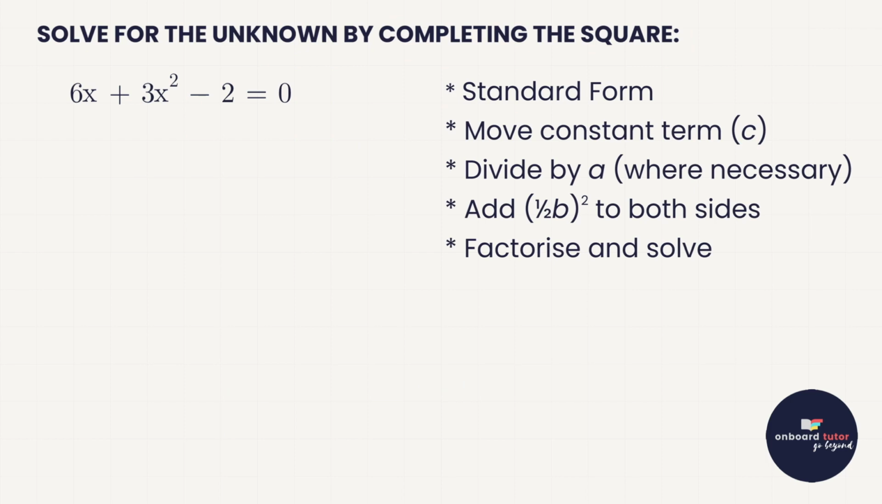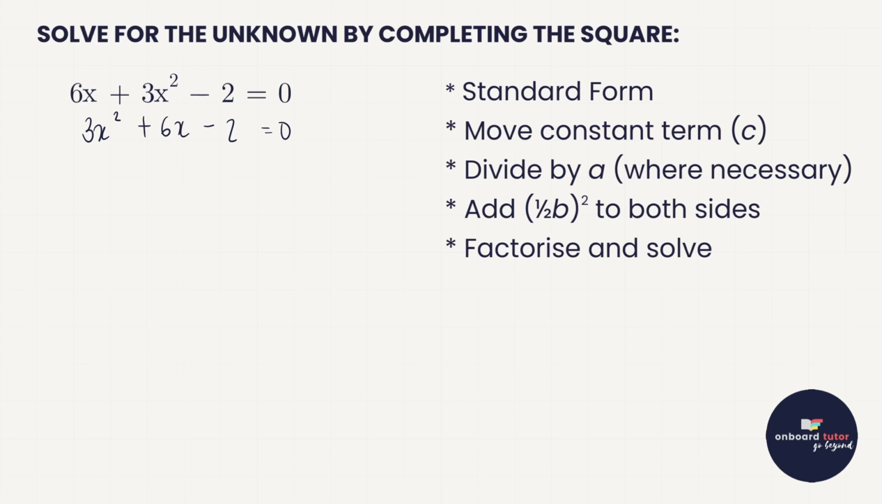Let's look at another example, and we've got our steps here along the side so we can just keep ourselves on track. Okay, step 1, is this in the standard form? Okay, so standard form would be descending powers of x. So that's the first thing I need to change. I need to rewrite this as 3x squared plus 6x minus 2 equals 0. Okay, that's my first thing.